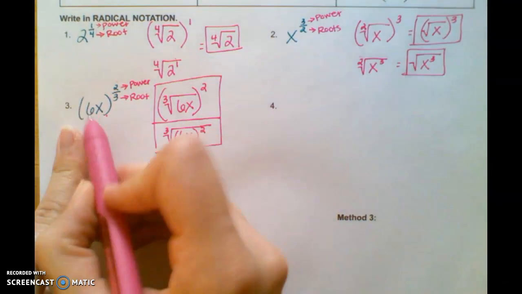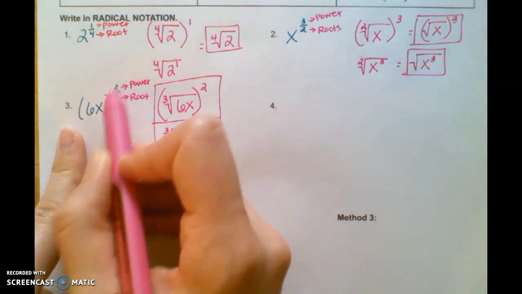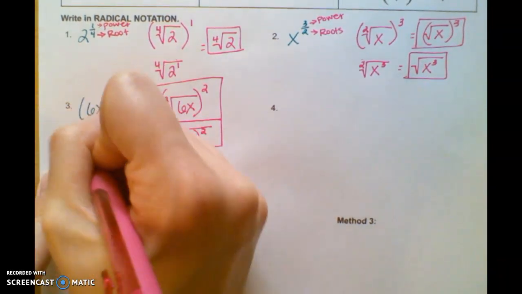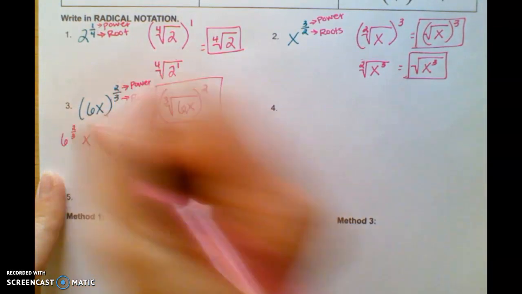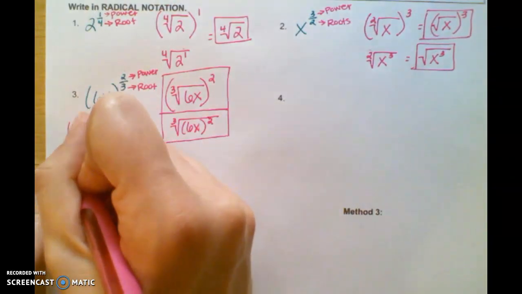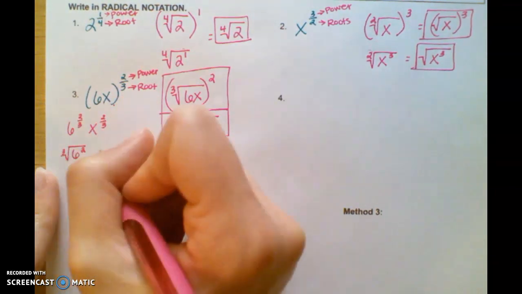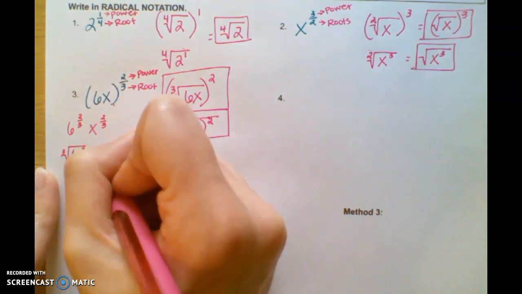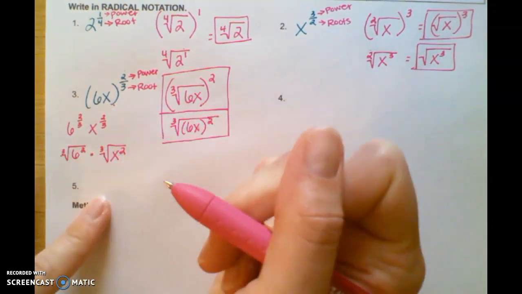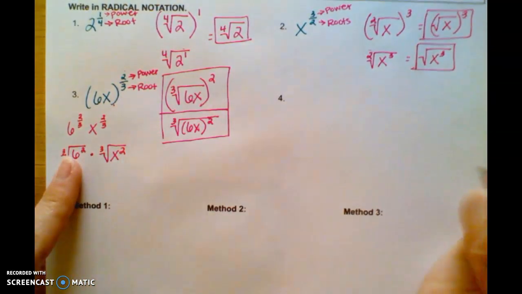Another thing we can actually do with this problem is give that 2/3 to the 6 and do 6 to the 2/3 and x to the 2/3. And then we would go from there. We would have the cube root of 6 squared times the cube root of x squared. Or you could put those squares on the outside. But we'll see more like that later.